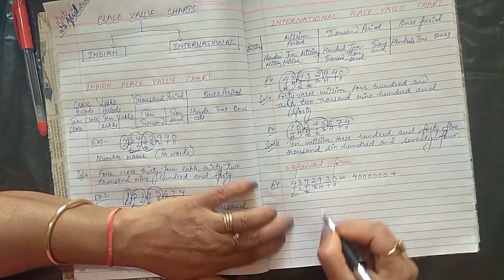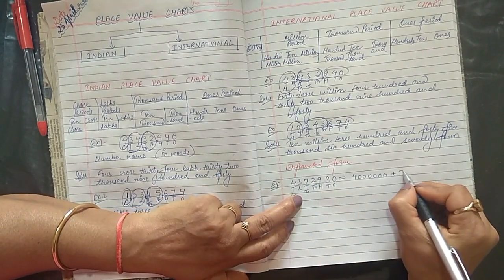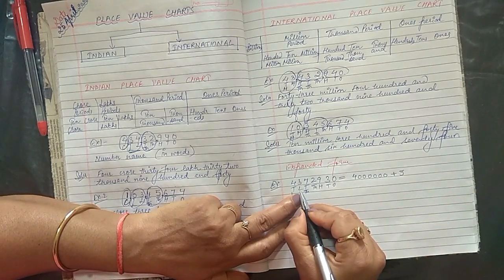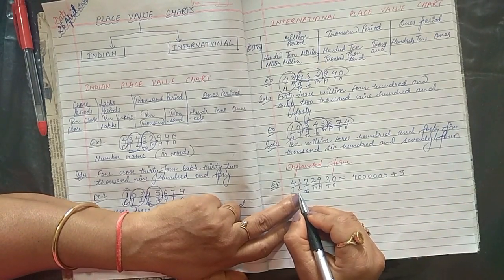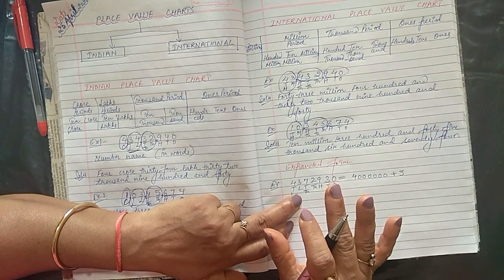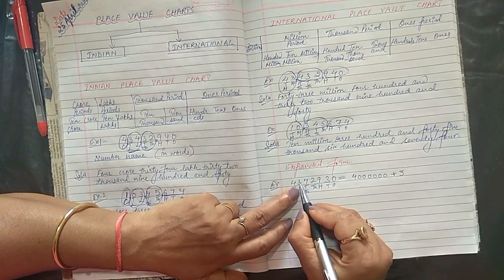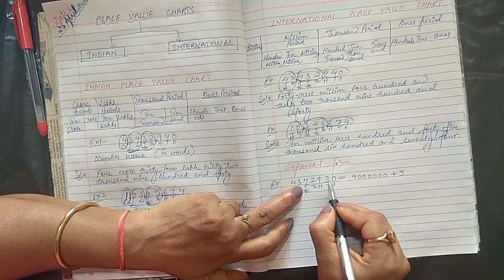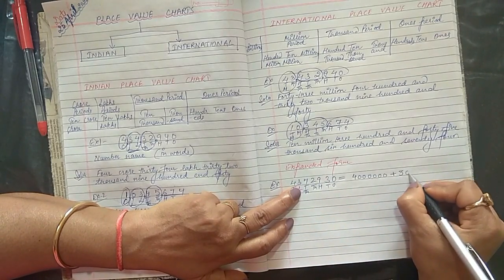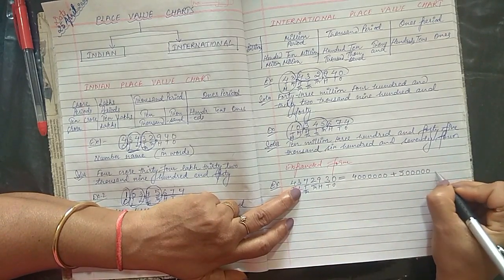We'll put plus. Write the next number 3. What is the place value over here? Lakh. We know in lakh 5 zeros are there. Or you can count the number of digits. After 3 it is 1, 2, 3, 4 and 5. So you have to put 5 zeros over here.